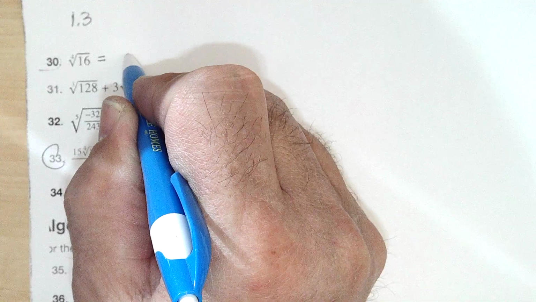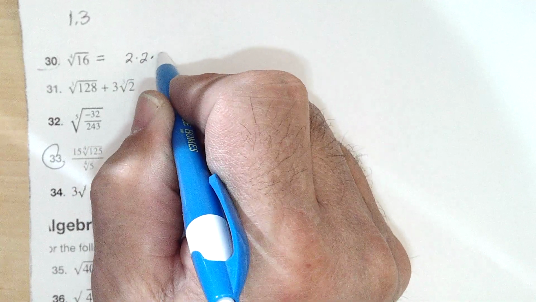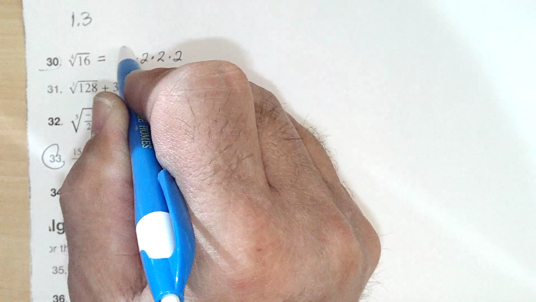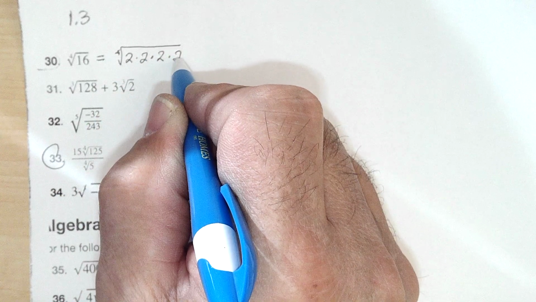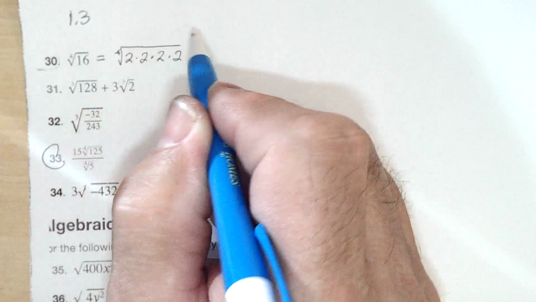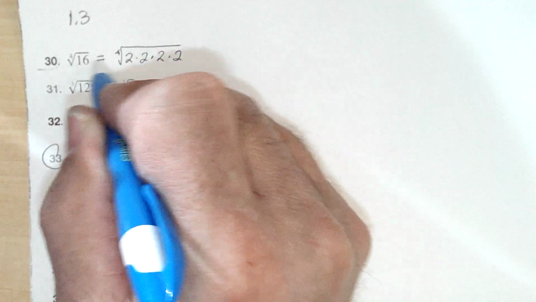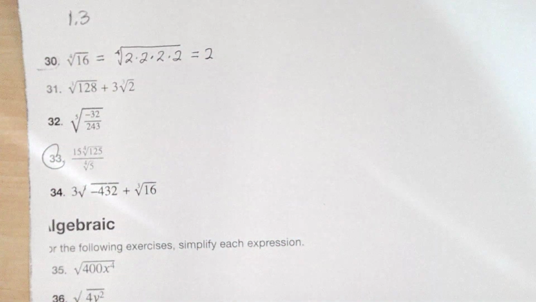Well, if I know that 16 is 2 times 2, making 4, times 2 is 8, times 2 is 16, then there are 4 2's that multiply to make 16. 2 multiplied 4 times will make 16, so the fourth root of 16 is simply 2.